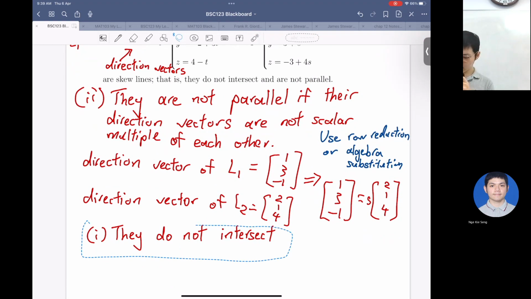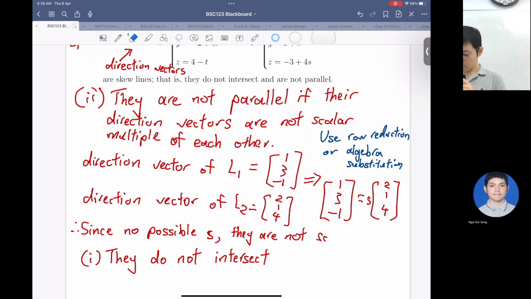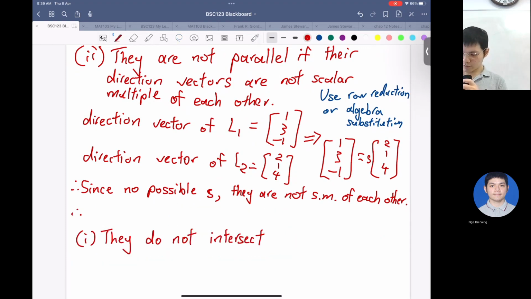X doesn't exist since no possible x. They are not scalar multiple of each other, which means they are not parallel. Okay, everyone follow? So L1, L2 are not parallel.